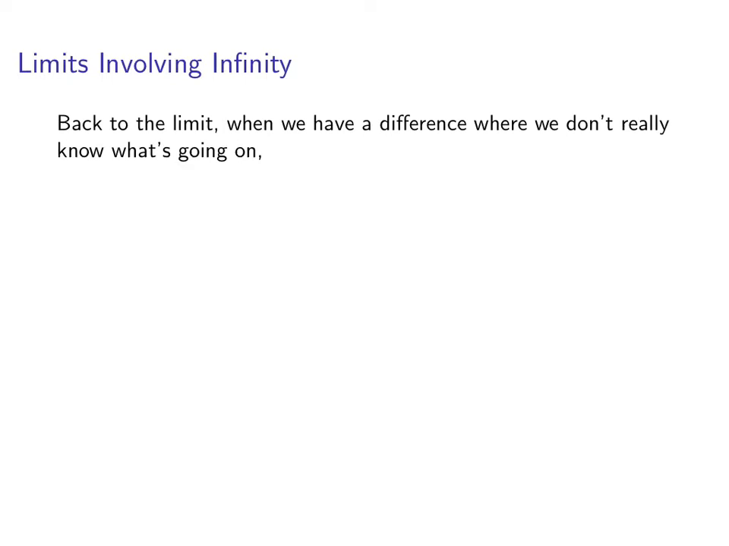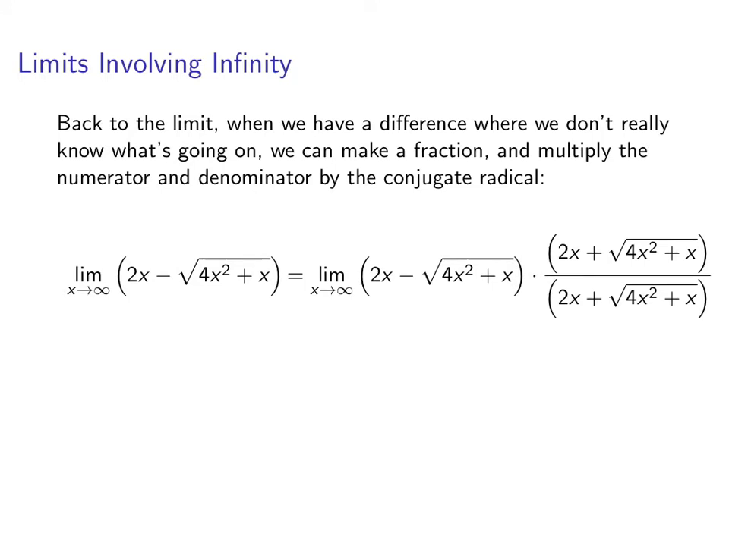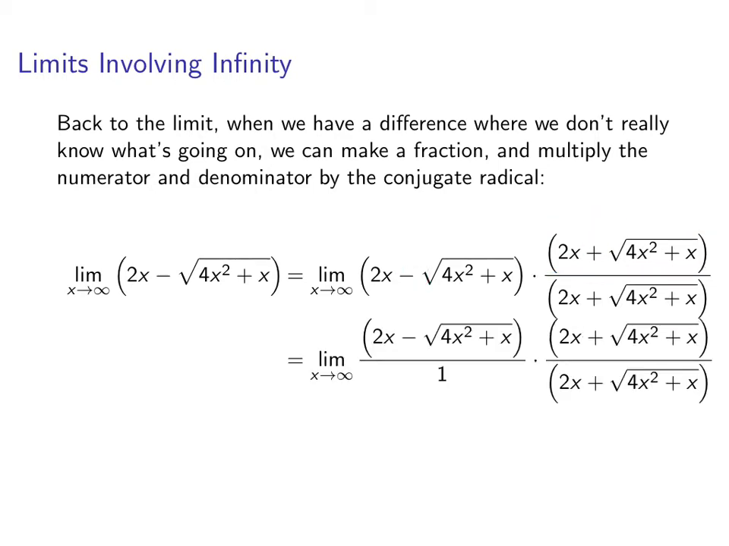All right, let's go back to the limit. When we have a difference and we don't really know what's going on, and that happens when you have a difference and both sides are getting large, we can make it into a fraction and then multiply the numerator and denominator by the conjugate radical. So we're going to rationalize. So we take our limit and we multiply top and bottom by the same expression, except you should see there's a plus here instead of the minus. I'll rewrite it so that this can really be thought of as that thing over 1.